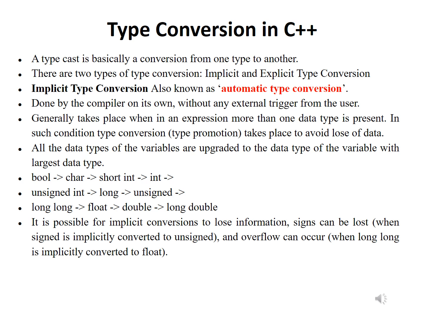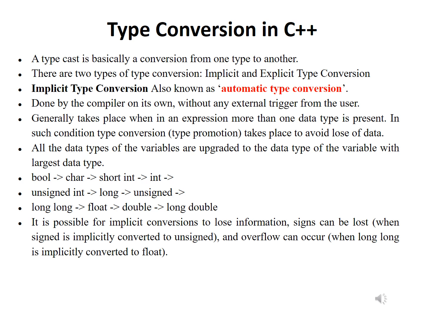It generally takes place when an expression has more than one data type present. In such a condition, type conversion, that is type promotion, takes place to avoid loss of data. All the data types of the variables are upgraded to the data type of the variable with the largest data type. For example, from boolean to char, char to short integer, to integer. If you go with the unsigned integer to long, then long to unsigned.